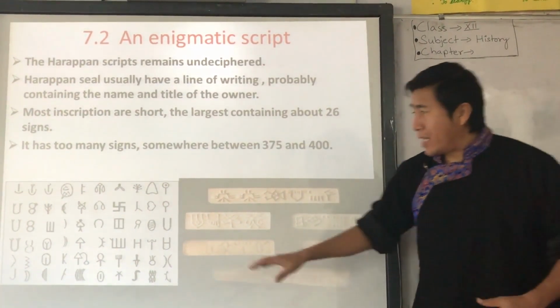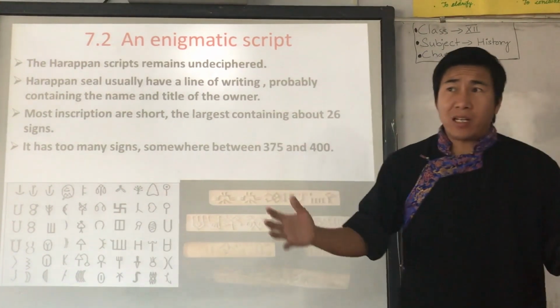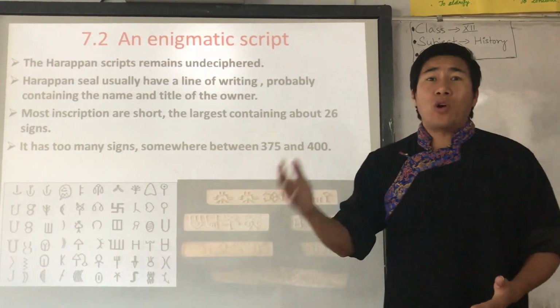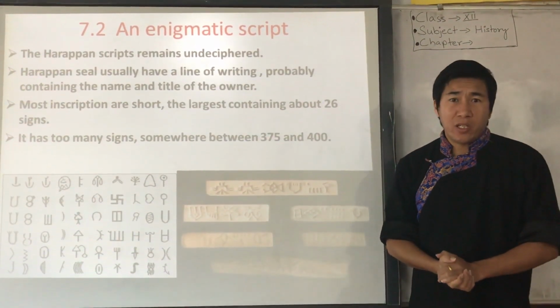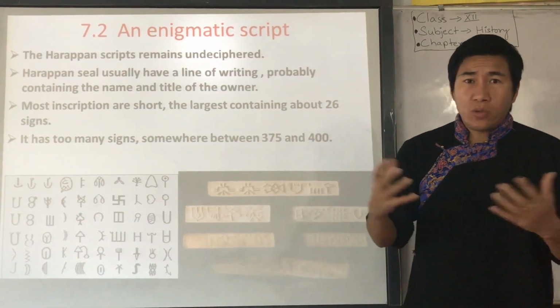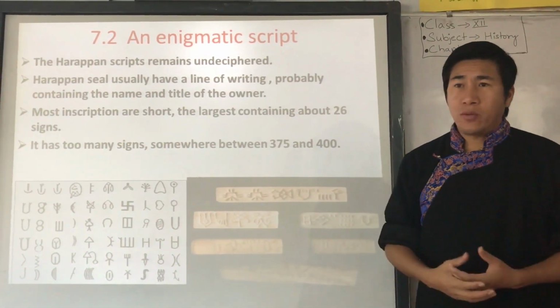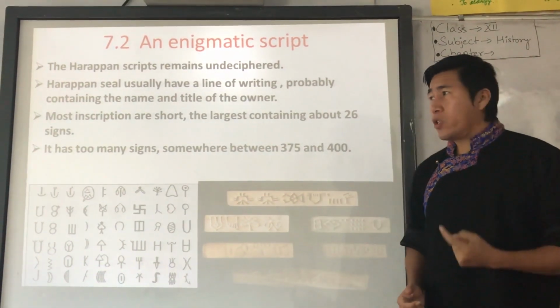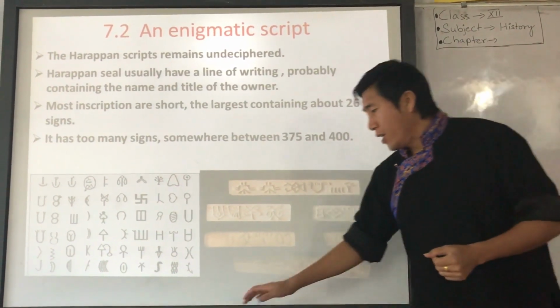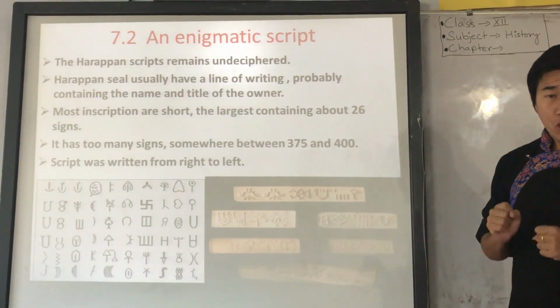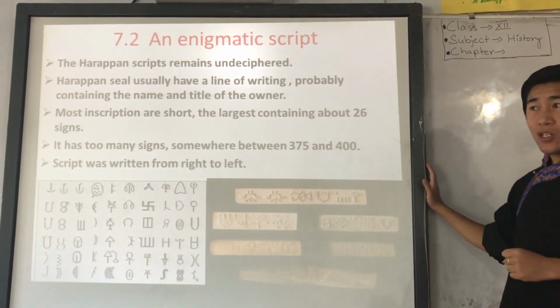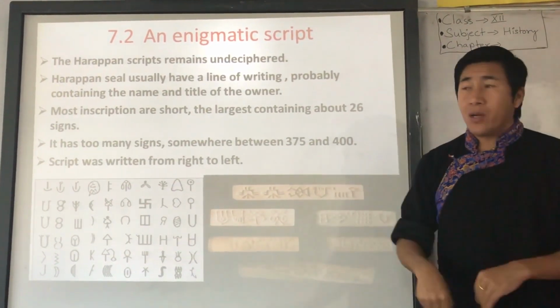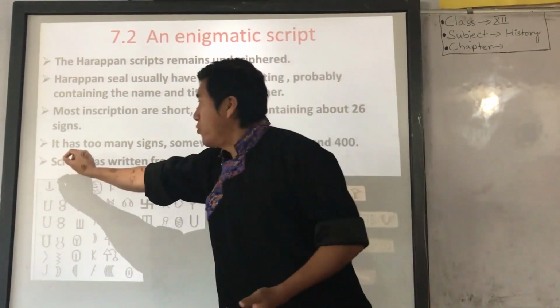Harappa has too many signs, somewhere around 375 to 400 that archaeology mentioned. So that is huge, right? It's very difficult to learn, I think. So one of the most important things that archaeology gives us is that Harappan people used to write from right to left. Nowadays we usually write from left to right.